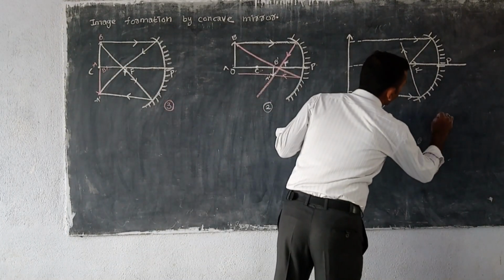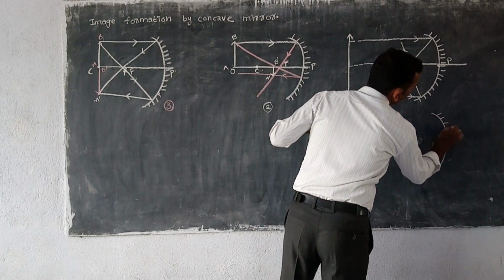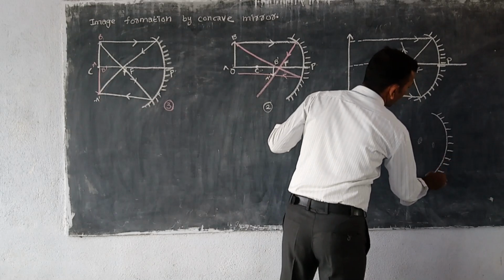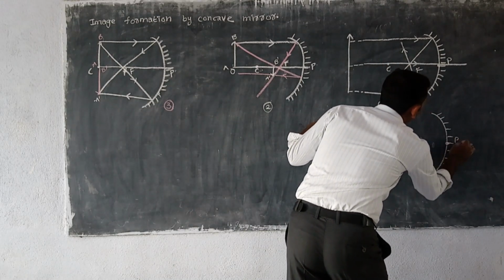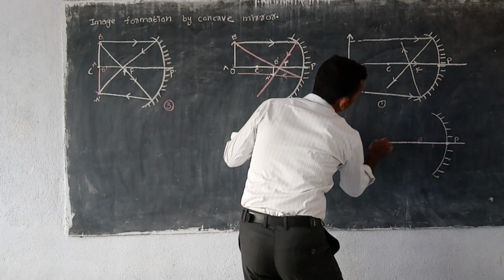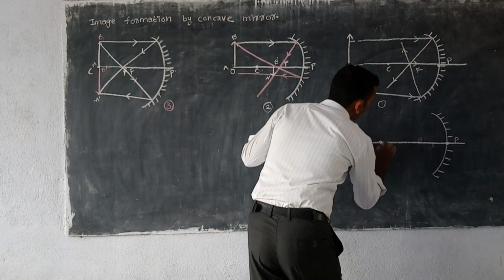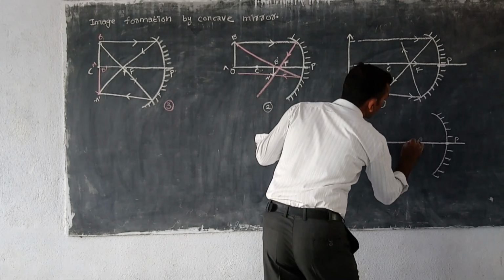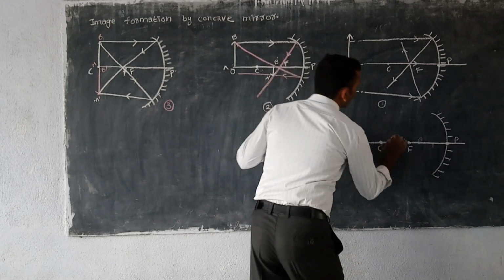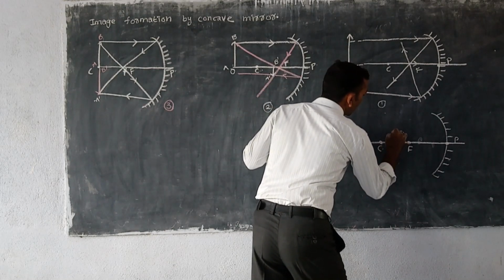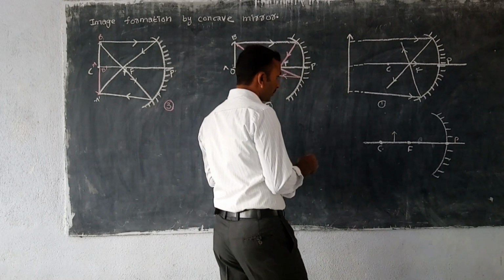Between the center of curvature and the focal point, first take a concave mirror, and this one is the non-reflecting surface of the mirror. This one is the pole of the mirror. Draw a principal axis. Now just think this one is the center of curvature and this one is the pole of the mirror. Now we are keeping the object here between the center of curvature and the pole of the mirror.